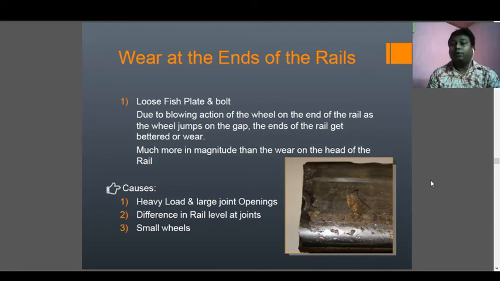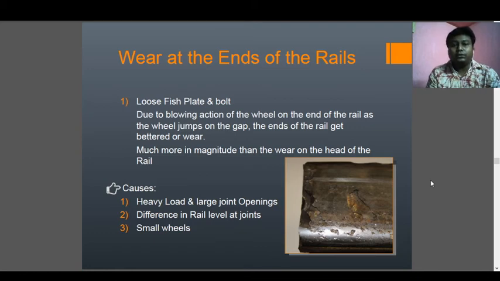So the importance of the fish plate is very vital for the manufacturing and laying down of any railway track. A loose fish plate is one of the reasons for wear at the end of the rail, due to the hammering action of the wheel on the end of the rail. As the wheel jumps on the gap, the end of the rail will get battered and wear much more in magnitude than the wear on the head of the rail.